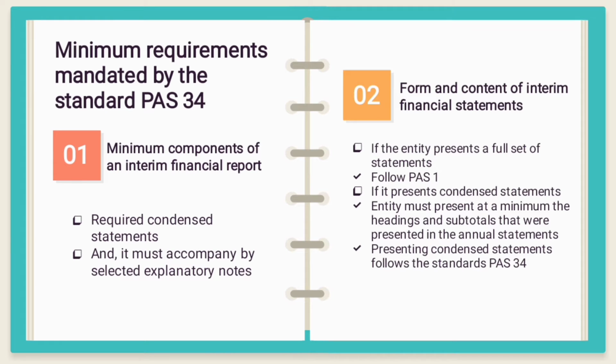First, minimum components of an interim financial report. Dapat condensed statements may selected explanatory notes. Paano yun? Yung mga significant events or transactions na maaaring nagpabago ng financial status mo, i-disclose mo through notes or bakit naging ganun yung record mo for that accounts with a span of 6 months, which is semi-annually and so on.